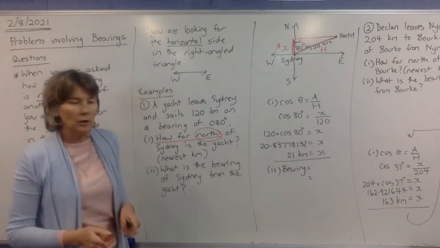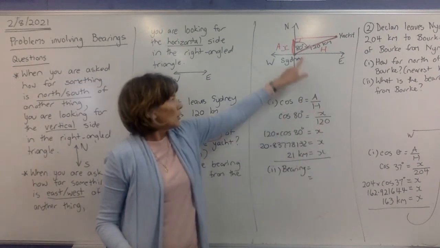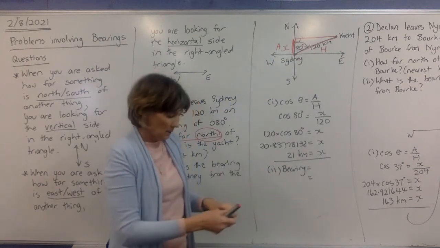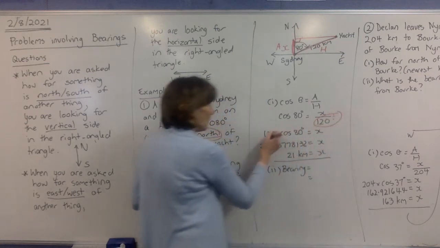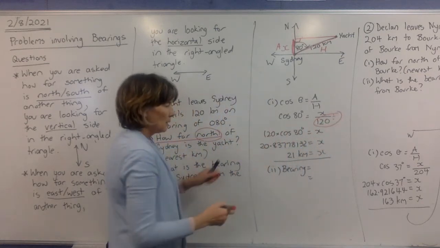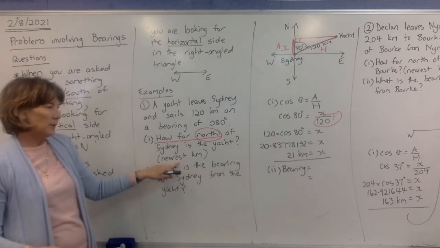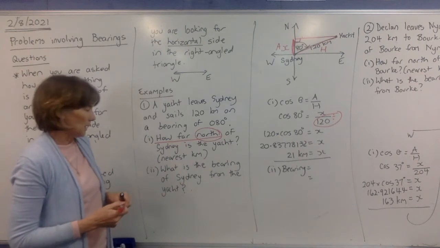So we're using cos. So cos theta equals A over H. Cos 80 degrees equals X over 120. Then we're getting rid of our 120 by coming over here and timesing by it. Put it in your calculator and round it off like they asked to the nearest kilometre. So you will get 21 kilometres for that answer.